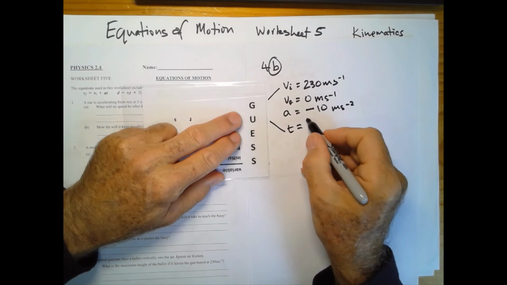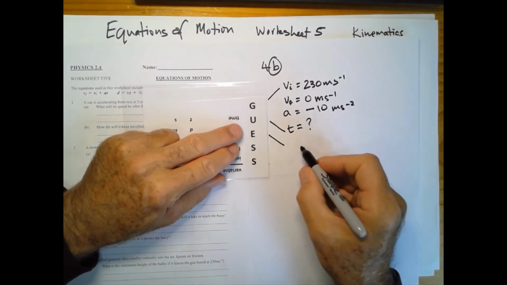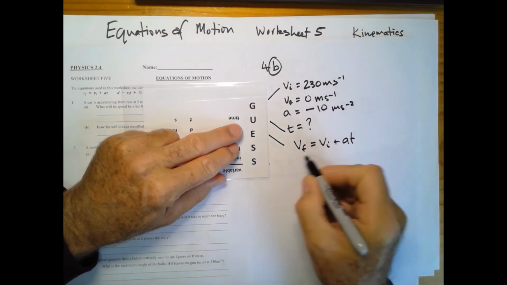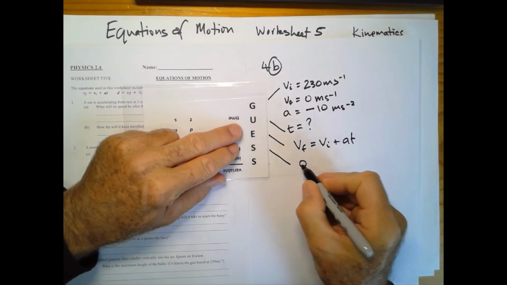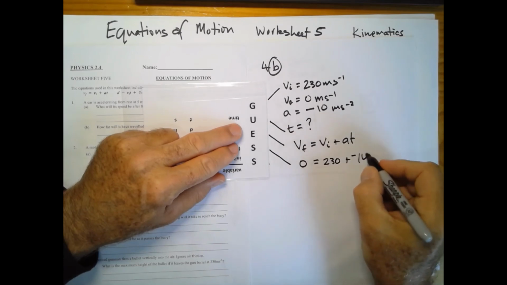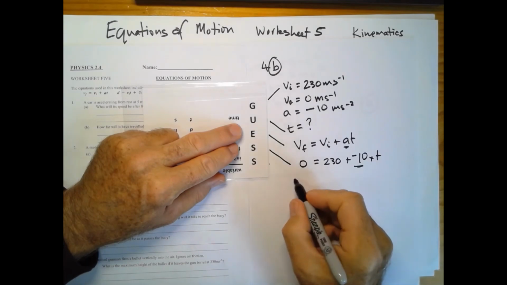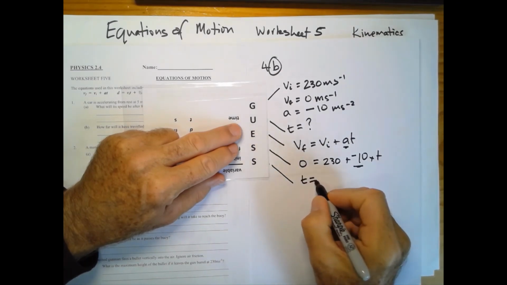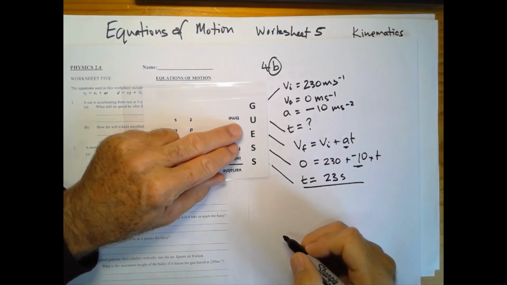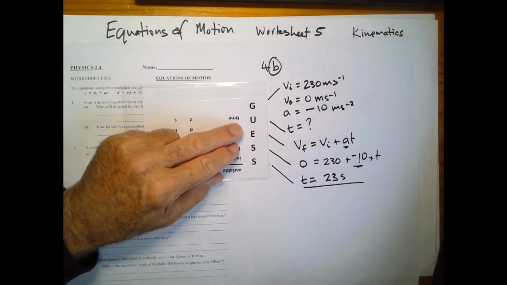So what's an equation which ties just those four things together? V final equals V initial plus at. Substitute: V final 0 is equal to 230 plus negative 10, our acceleration was negative 10, times t. Solve, t is equal to 23 seconds. Okay, that's simply solved, as you can see, using our kinematic equations.